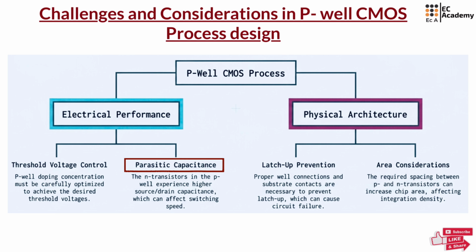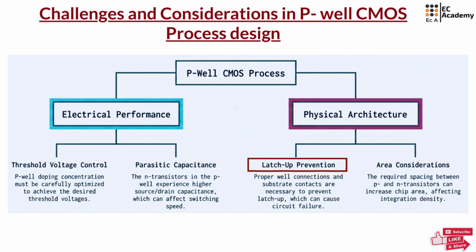Now let us understand the second point, which is parasitic capacitance. In our chip, the N transistor placed inside the P-Well faces a problem, which is unwanted electrical weight known as higher source and drain capacitance. So, the N transistor which is placed inside the P-Well has higher source and drain capacitance. Because of this extra parasitic capacitance, the switching speed of our transistor is negatively affected. Due to this, it takes more time to turn the transistor on and off.